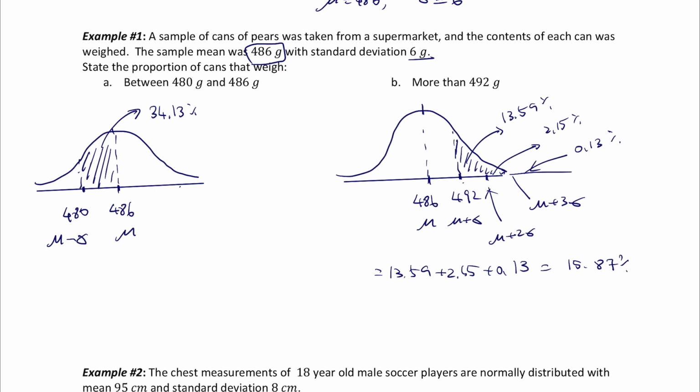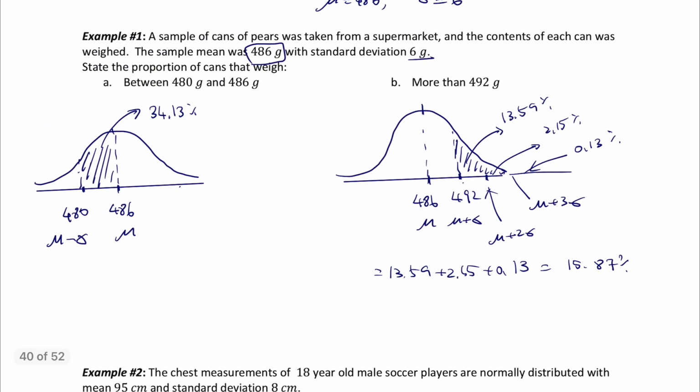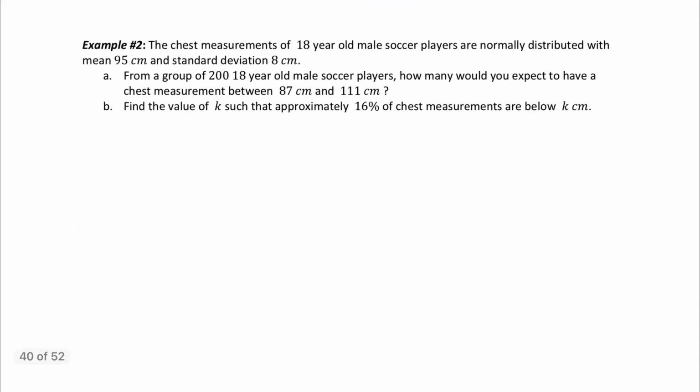So you can see that cans can be expected to weigh more than 492 grams here. So we can say that 15.87% of the cans are expected to weigh more than 492 grams, right? So this is how you use the spread of the data to calculate a certain percentage, okay? Then let's look at example number 2.